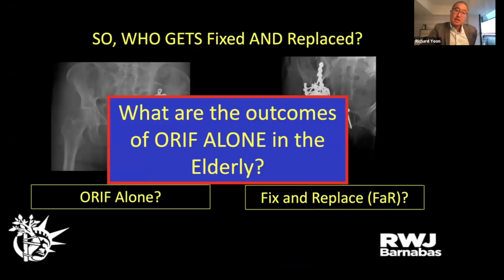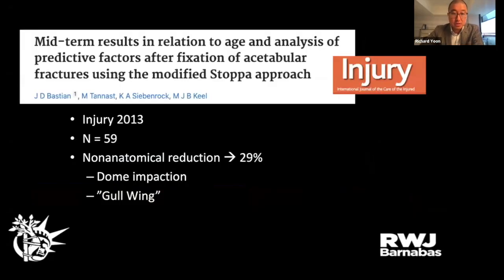So really, the question is who gets fixed and who gets fixed and replaced, or some variation of this. And we really want to look at the outcomes of ORIF alone in the elderly. And when you look at these papers, a lot of the times you have to take into consideration that a lot of the authors here, who are our friends, sometimes only wear one hat. We were discussing this before the webinar started, that sometimes it's just hard to coordinate with our joints colleagues if you don't do it. So take that into account whenever you read any of these publications.